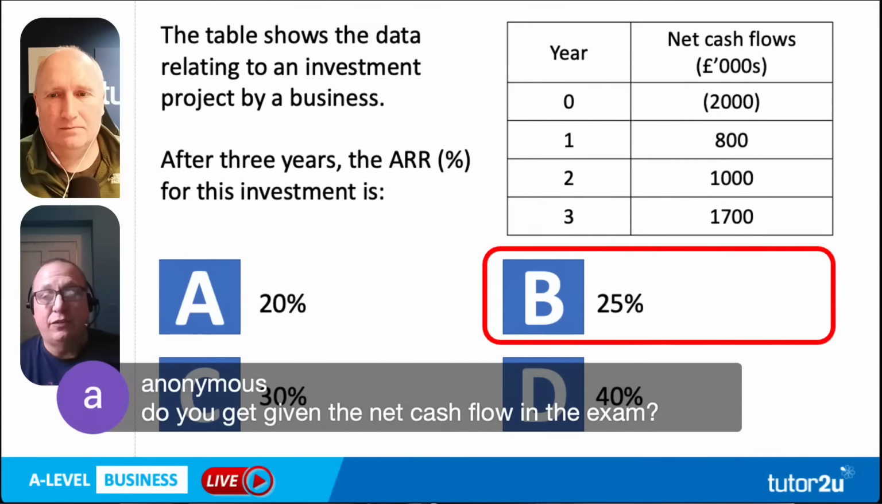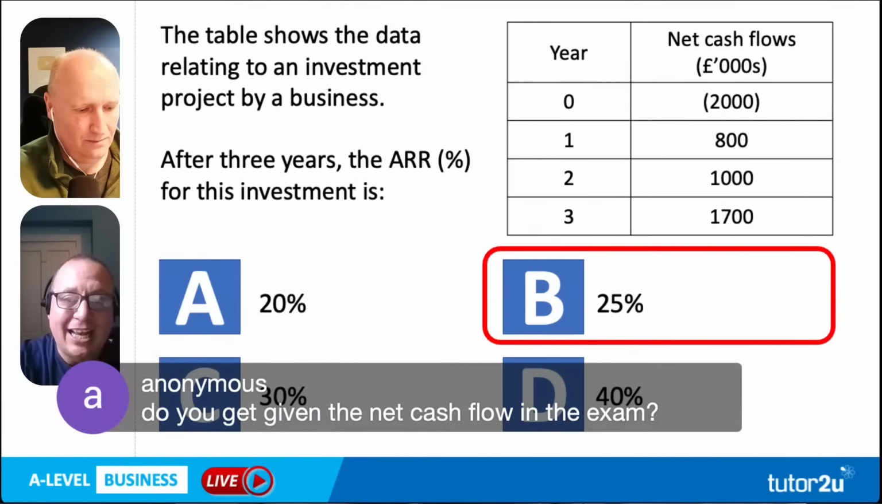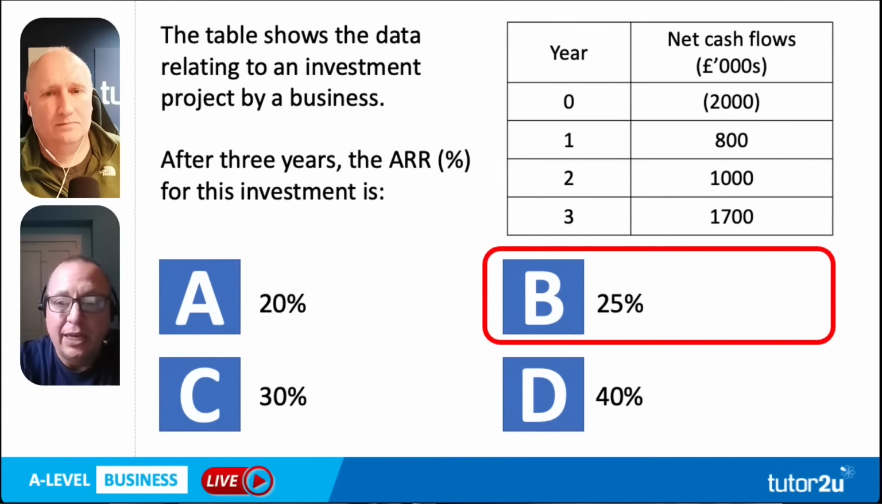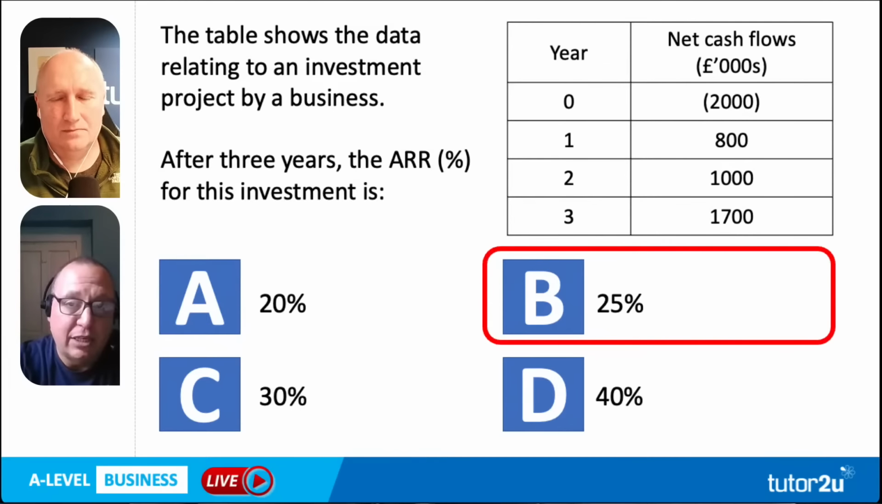Do you get given the net cash flow in the exam? Now, that is a phenomenal question, because the answer to that is no. You don't always get given the net cash flows. You may be given the cash inflows and the cash outflows, and you may need to work out the net cash flows before going on to work out the method of investment appraisal. So remember, net cash flows is simply cash inflows minus cash outflows.